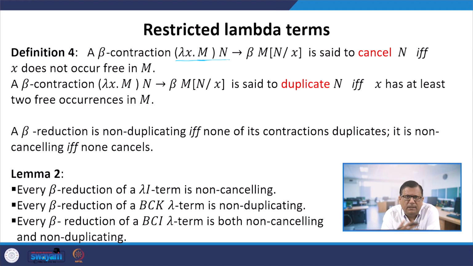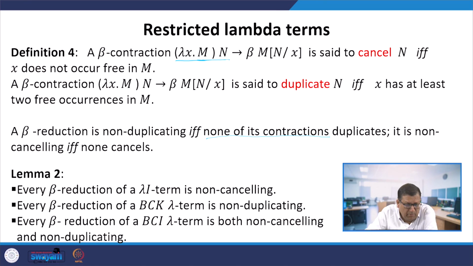So what is the effect of duplication or cancellation? We are going to see. Beta reduction is non-duplicating if and only if none of its contractions duplicates. It is very important to note that none of its contractions duplicates, and it is non-cancelling if and only if none cancels.